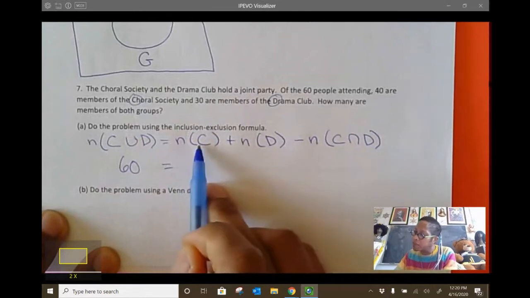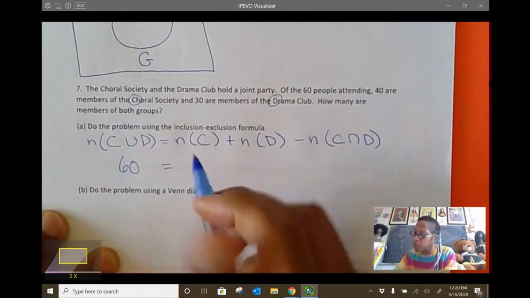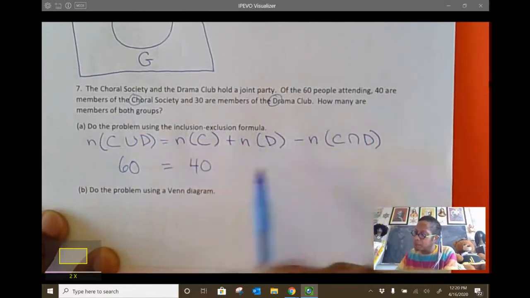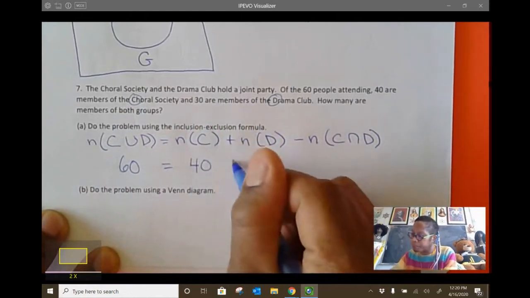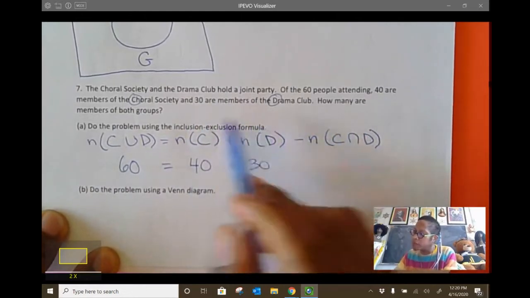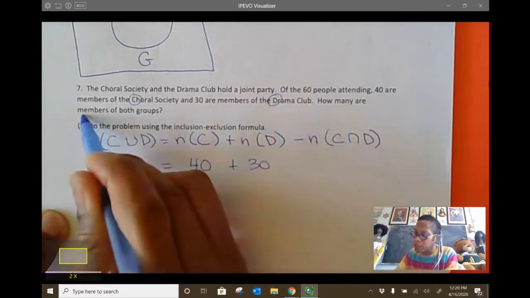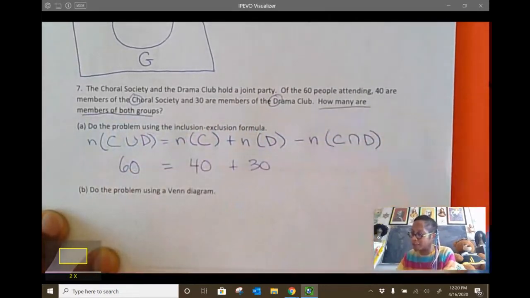Do the words tell us the number of people in choral? Yes, it says 40. Do the words tell us the number of people in drama club? Yep, it says 30. And the words don't tell us who is in both groups, because that's what the question is asking.